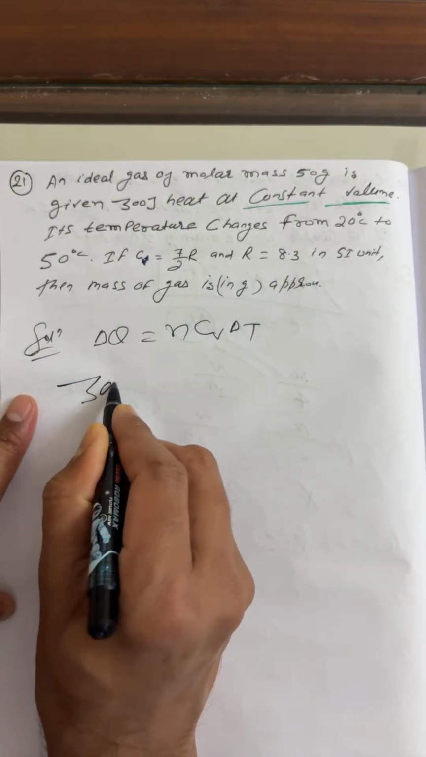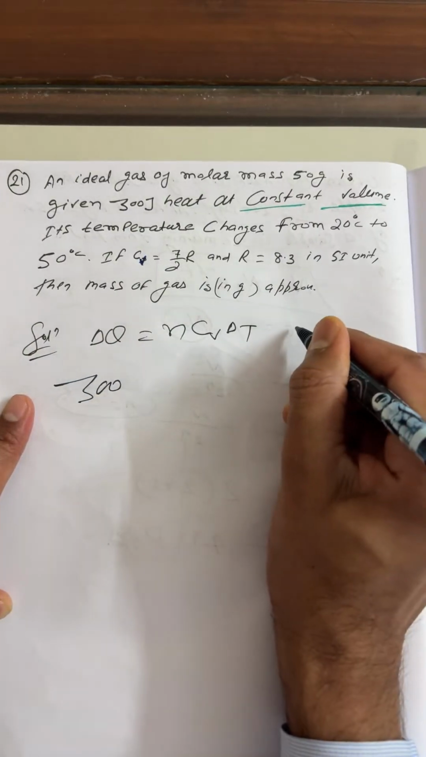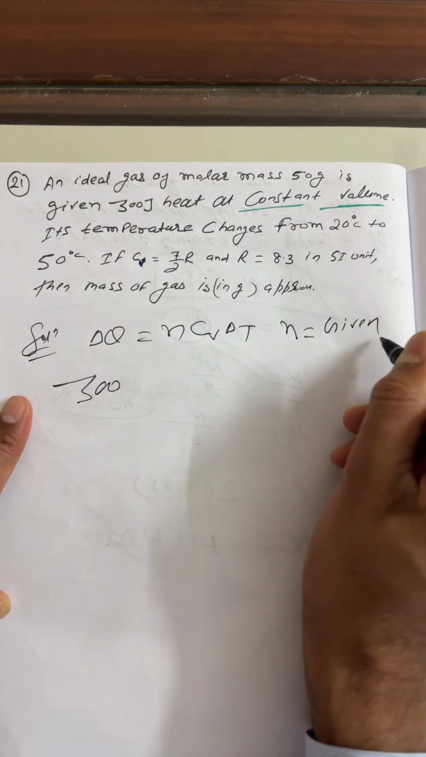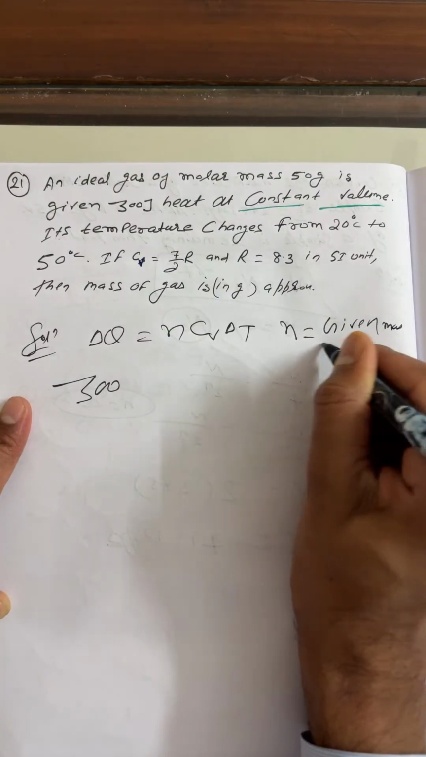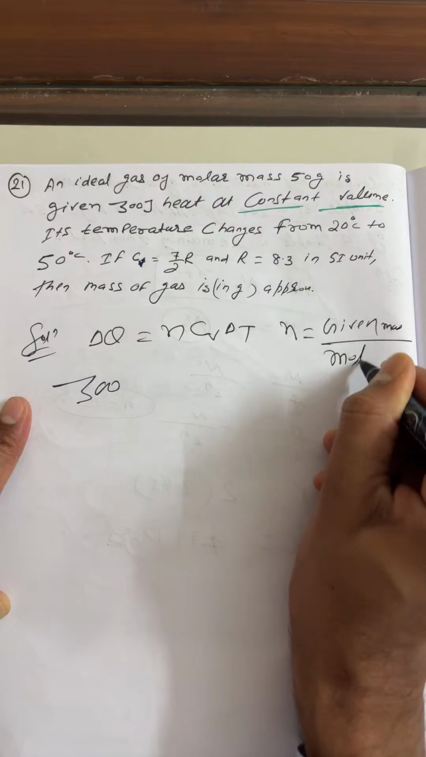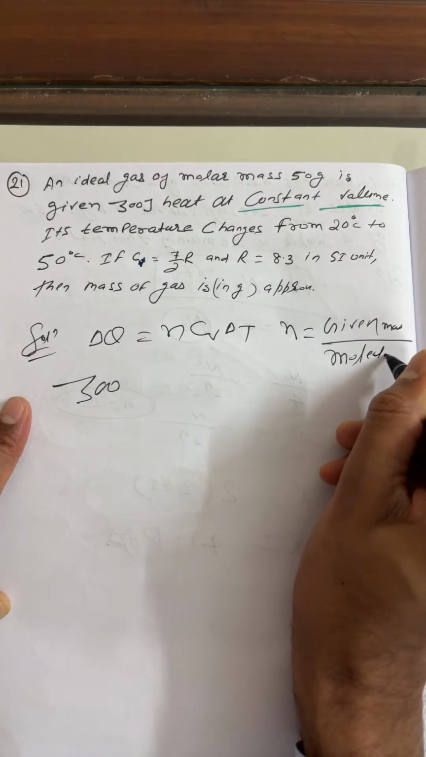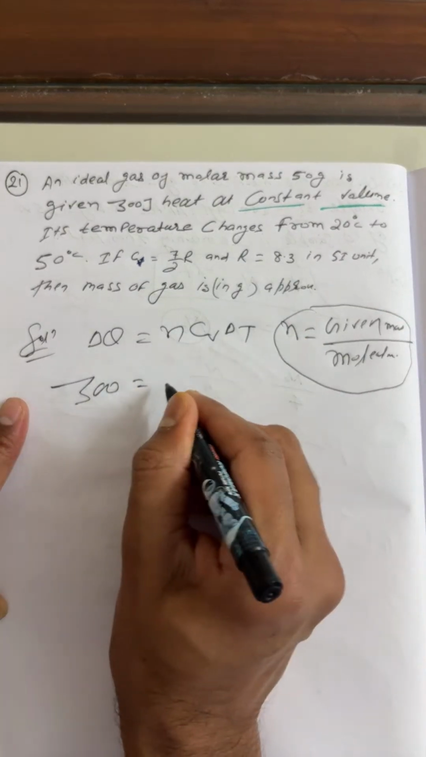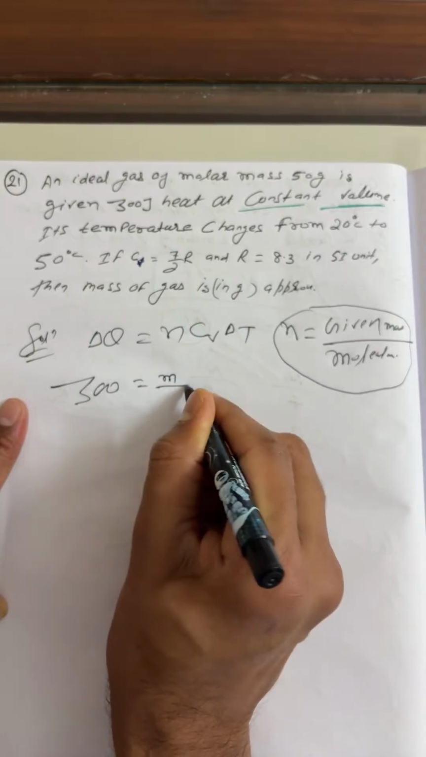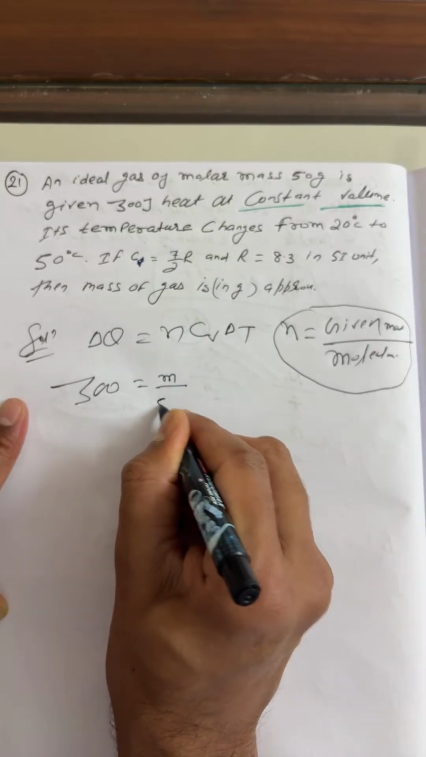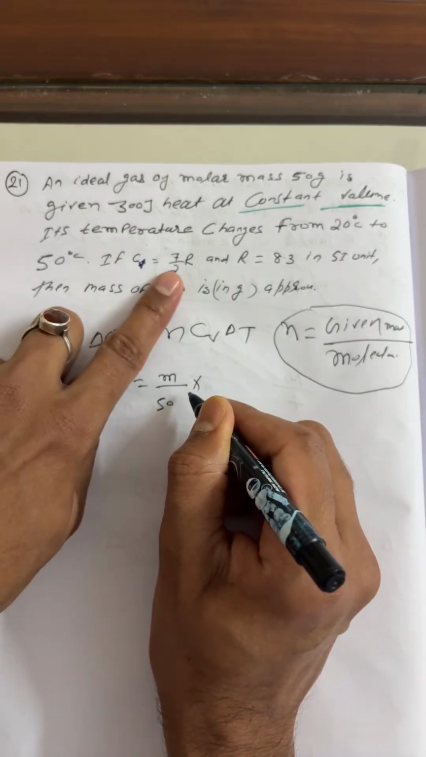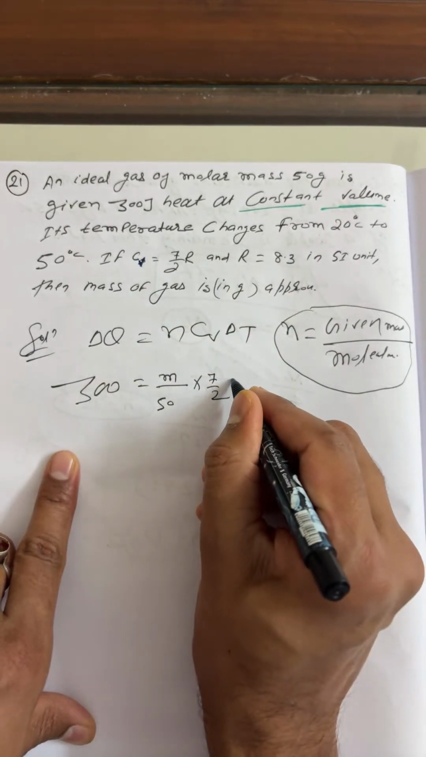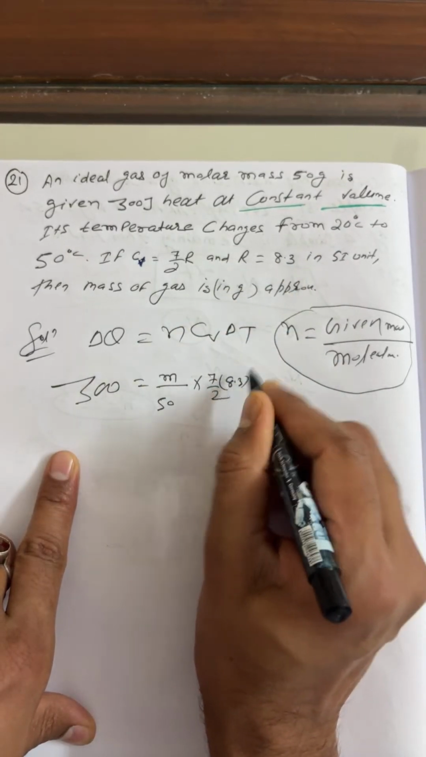Now, beta, this is 300. I hope you remember n is given mass upon molecular mass. Given mass upon molecular mass here, how much? 50 gram. CV is mentioned here, 7 by 2 R. And R you can take 8.3. And what's delta T?